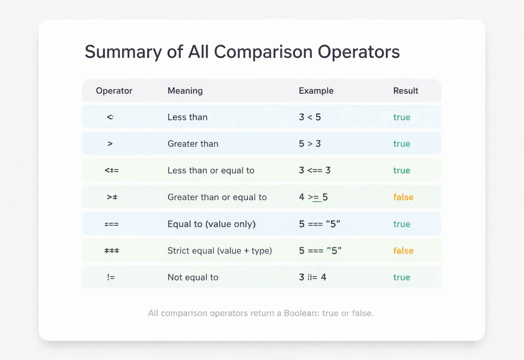Here's a complete reference table of all the comparison operators in JavaScript. Less than, greater than, less than or equal to, greater than or equal to. These four are fairly straightforward and work exactly as you'd expect mathematically. Then we have double equals for value-only comparison, triple equals for strict comparison of both value and type, and not equals for checking if two values are different. Remember, every single one of these operators returns a Boolean. That's the unifying rule. The result is always either true or false, and that output is what drives all the decision-making logic in your programs.